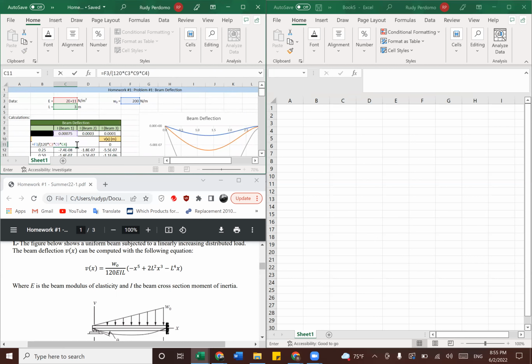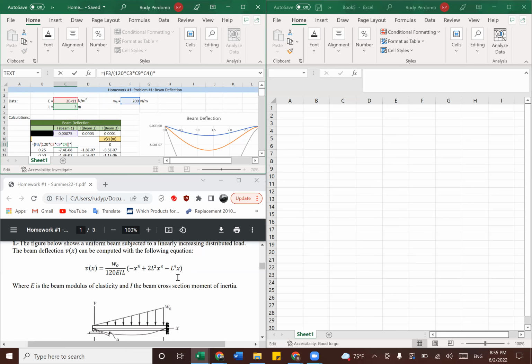The reason I told you to put parentheses is because if you don't, what it's gonna do is take W0 divided by 120 and then multiply E, I, and L. So make sure that the whole denominator here is in parentheses. And then put this whole thing in parentheses if you want. It doesn't really matter, but just in case. Then you multiply that by this section right here.